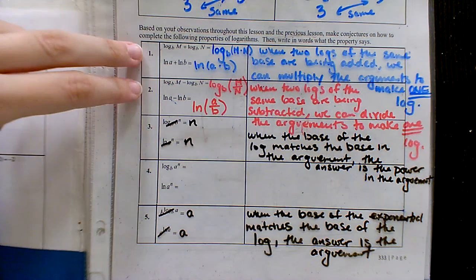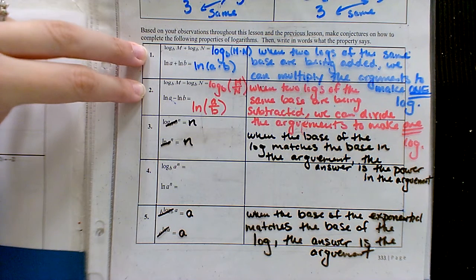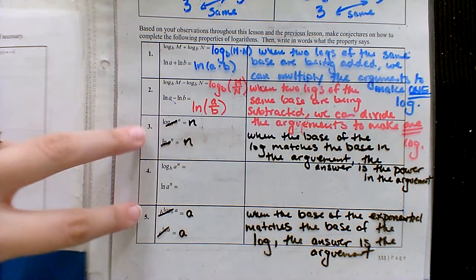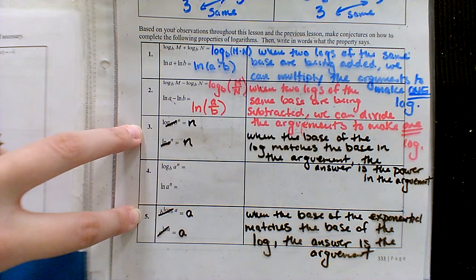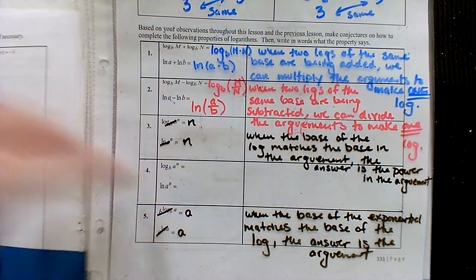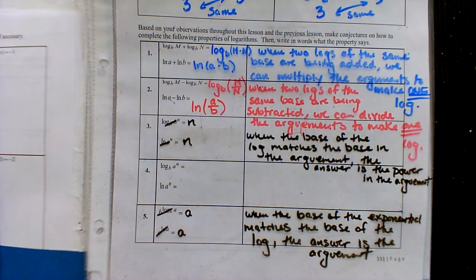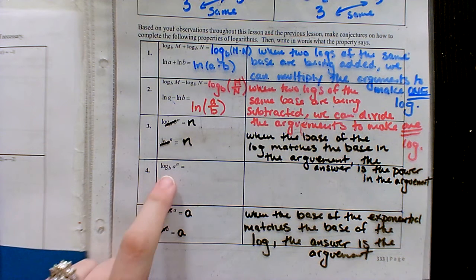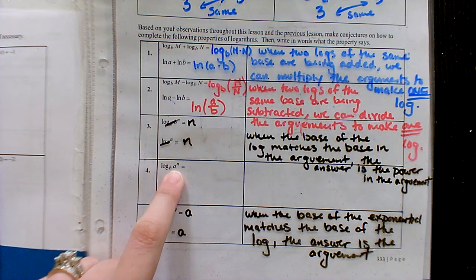Okay, I think the first two, I know they're new to us, but hopefully they make sense because they're related to the exponential properties. 3 and 5, they are new to us, but I think they're kind of simple because if some things are matching, we can just cancel them out because they're inverses, they undo each other. This number 4 is a little different, okay? Because nothing really matches here. Notice how the base of the log does not match the base of that exponential. They're not exactly the same.